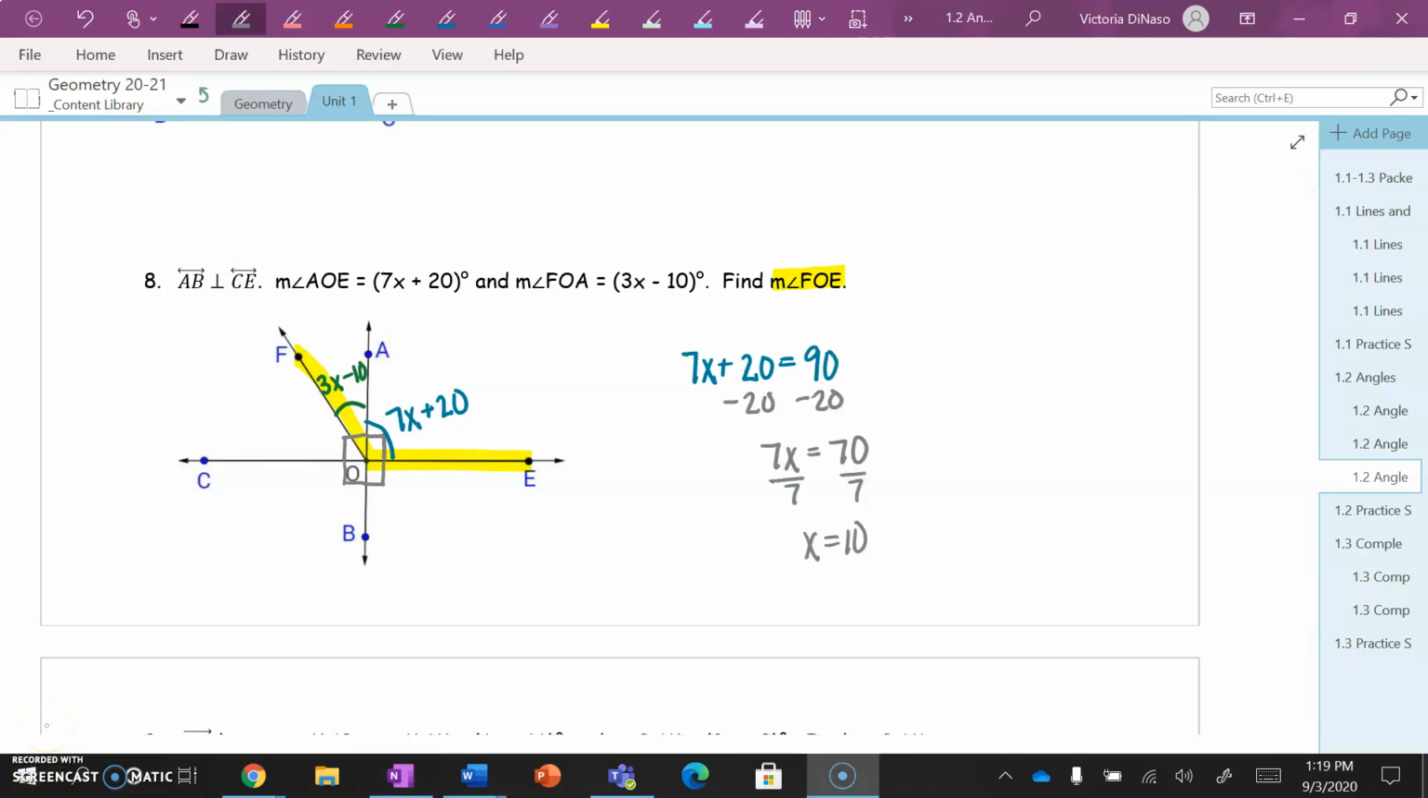We solve and find that x equals 10. I can plug the 10 in. So 3 times 10 minus 10. So this angle is 30. We already know that this is equal to 90. So to find the measure of angle FOE, we have 30 plus 90, which equals 120 degrees.